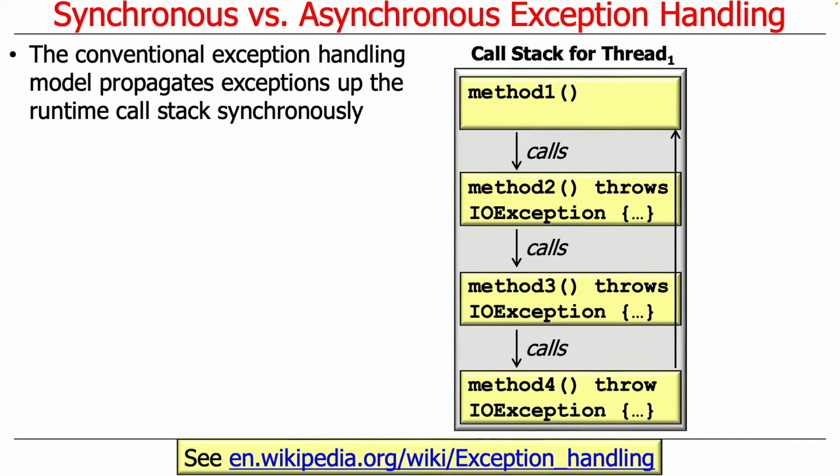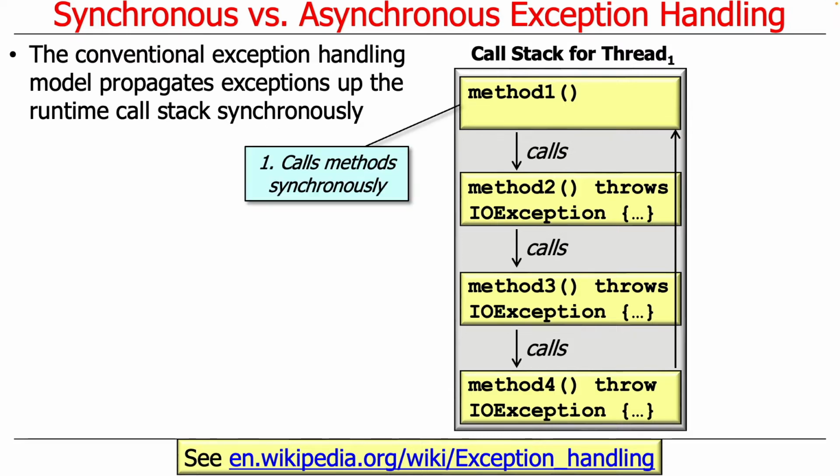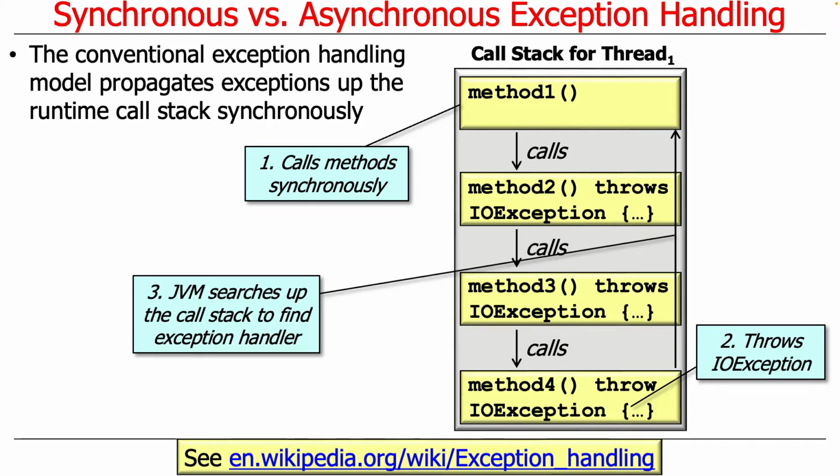So what the heck does that mean? Well, let's take a look at an example. Method 1 is called, so it's going to call a bunch of methods. Method 1 will call method 2, which will call method 3, and so on. And at some point, somewhere down that call chain, some method, let's say method 4, will throw an exception. In this case, it's going to throw an IO exception. All right, so what happens then? What happens then is the Java runtime will search up the call stack to find some exception handler that can handle that particular exception.